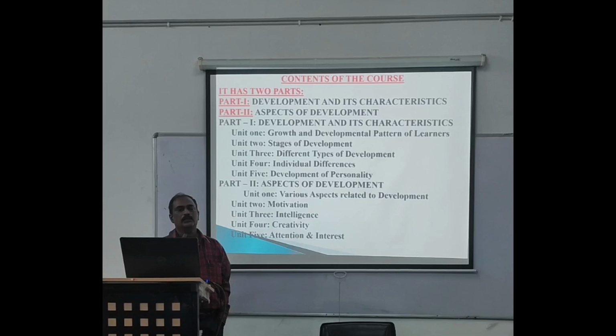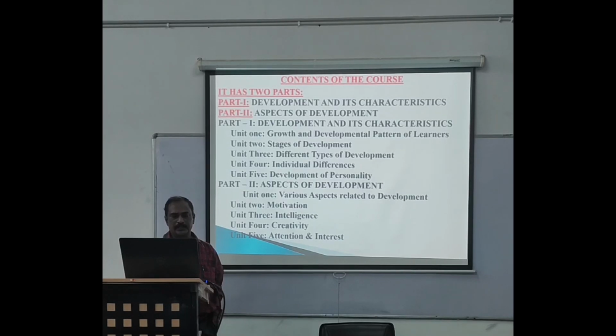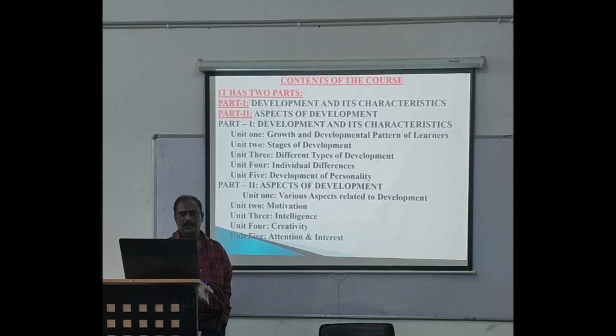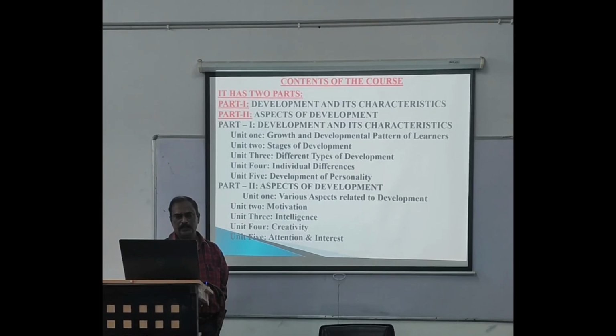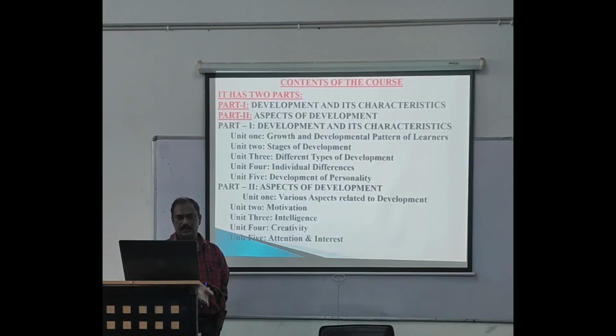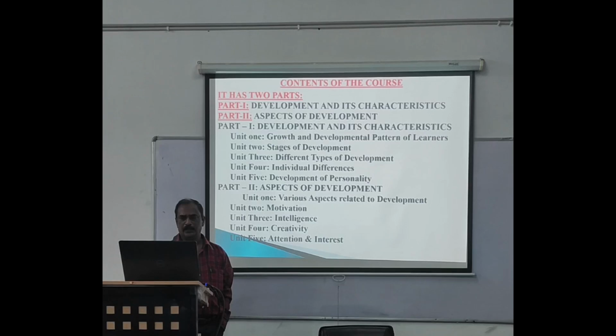The first unit in part 1 is growth and developmental pattern of learners. Second unit is stages of development. Third unit is different types of development. Fourth unit is individual differences. Fifth unit is development of personality.